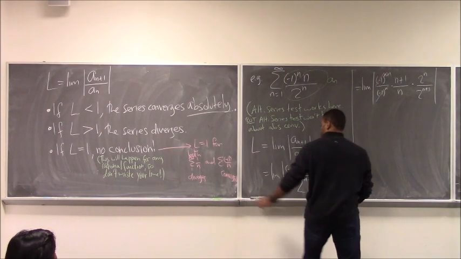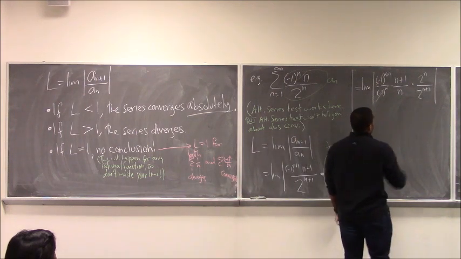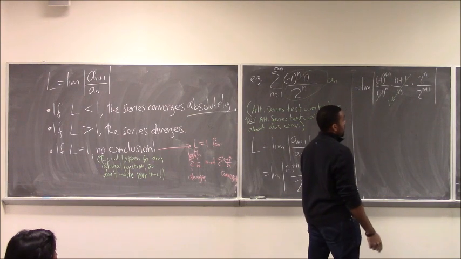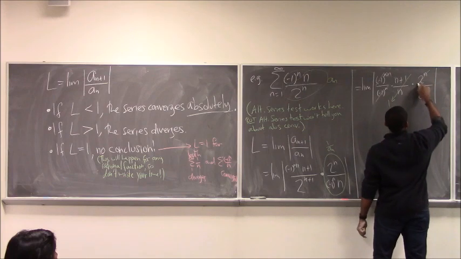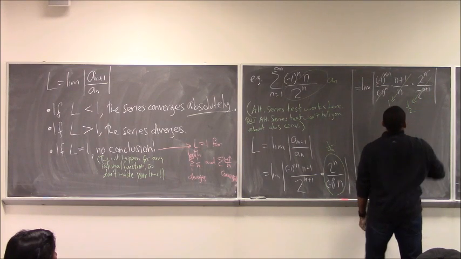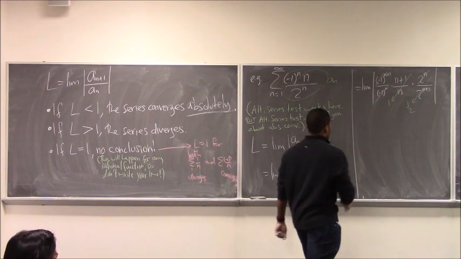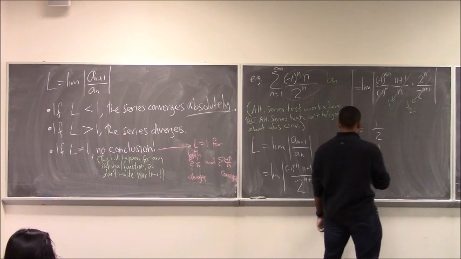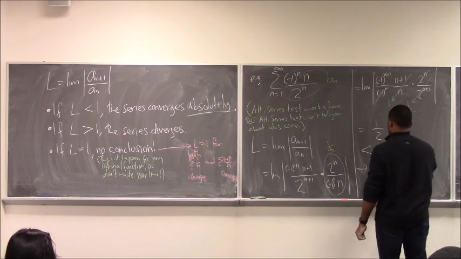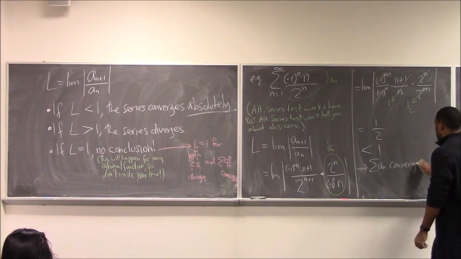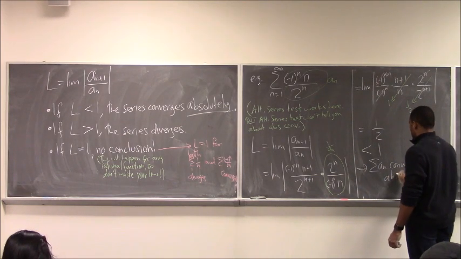Secondly, I realize that the limit of n plus 1 over n is going to approach 1. What about the other one? It approaches 1/2, because this is going to cancel to that. So this is going to approach 1/2. And so it turns out that this limit equals 1/2. 1/2 is less than 1. This means the series converges. Not only does it converge, it converges absolutely.